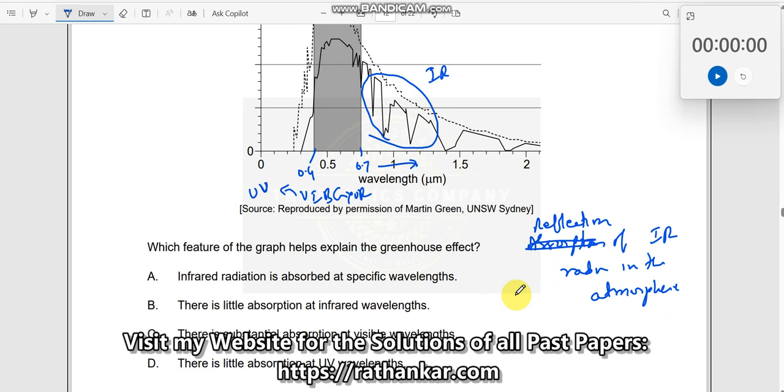Now let us look at the options over here. It says the infrared radiation is absorbed at specific wavelengths. Definitely true, because you don't get a big broadened peak like this. But you see it is only at specific wavelengths that it is getting absorbed over here. So A is the right answer. Okay, the rest of them are incorrect.